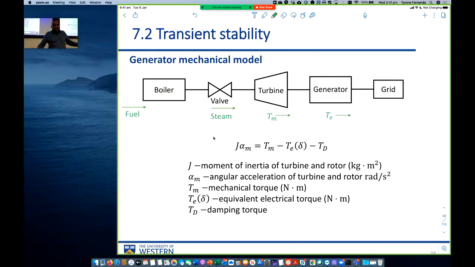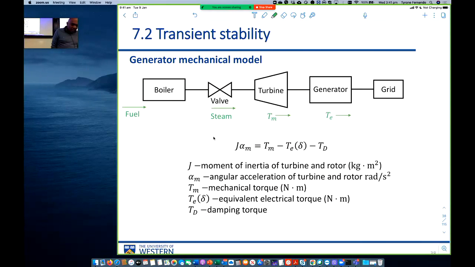Electrical torque and electrical power are linked, because torque times speed is power, isn't it? So if the speed in per unit is 1, torque is essentially like power. Torque times 1, because in per unit it is 1. So torque is also equivalent to power.